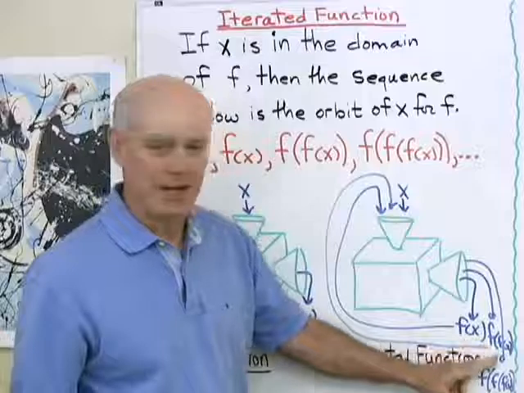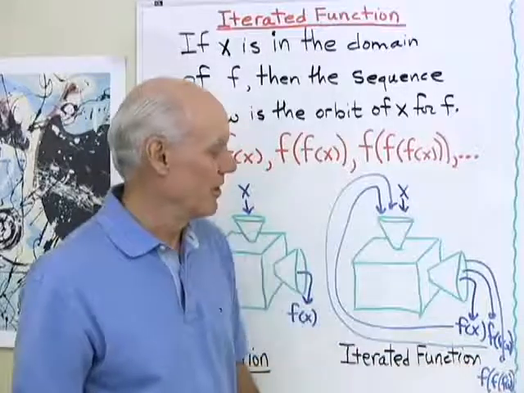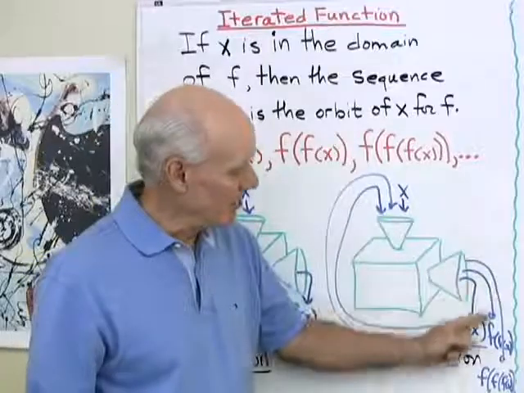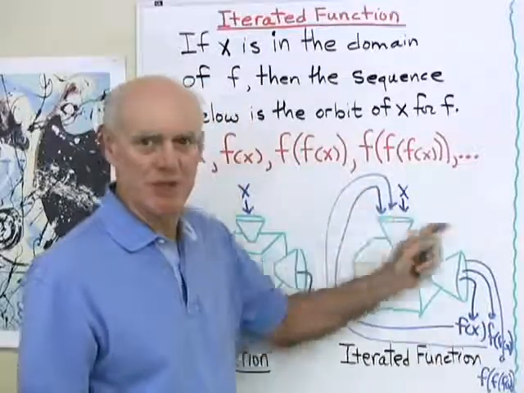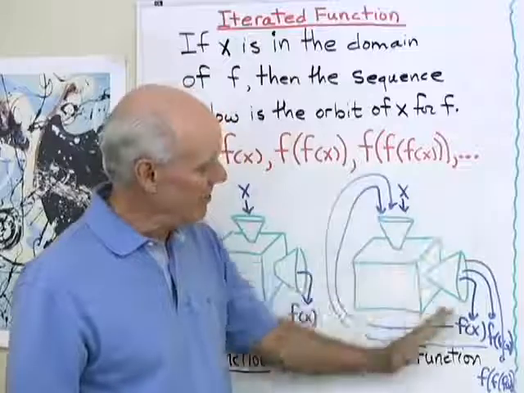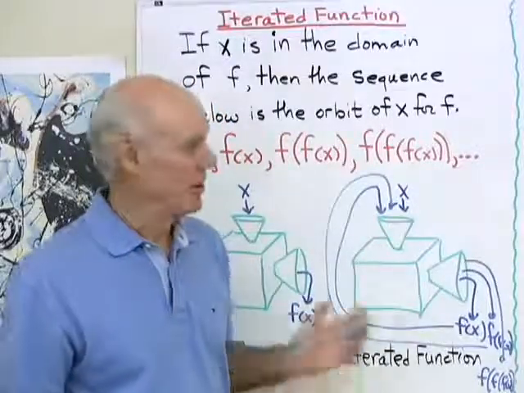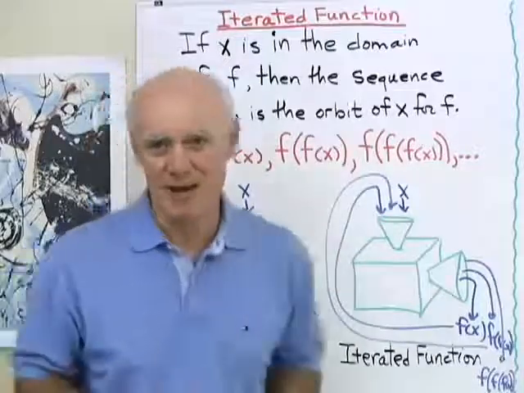So what you get is a sequence of function values starting with the number x. First we get f of x, then f of f of x, so on and so forth. So each output becomes the next input. And then when that output comes out, it becomes the next input, so on and so forth. So that's kind of a visual picture of what these iterated functions do. Now I want to show you an example, but I'm going to have to move the board over a little bit, so I'll be right back.